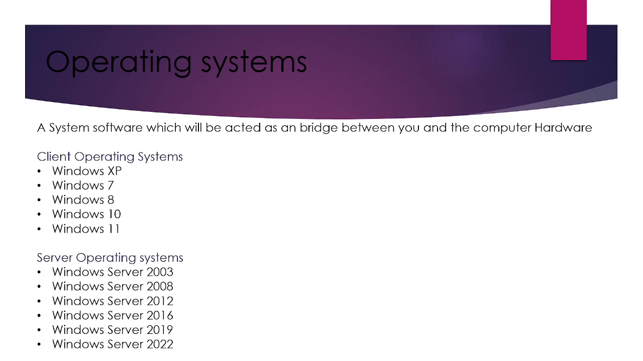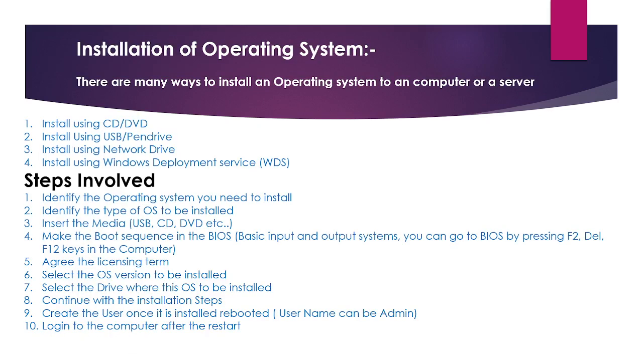Now let us understand how to install the operating system. Now you know a computer without an operating system is not useful. Then how can you install the operating system on the computer? So we learned that a computer without an operating system is of no usage. Now let us understand how we can install the operating system on the computer.